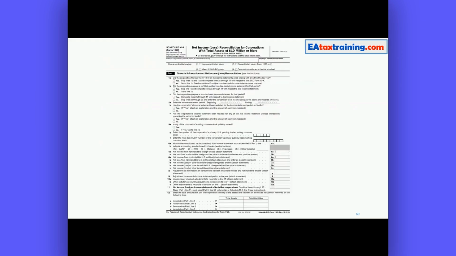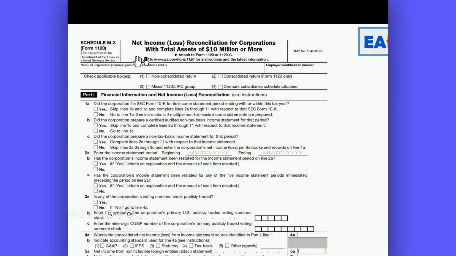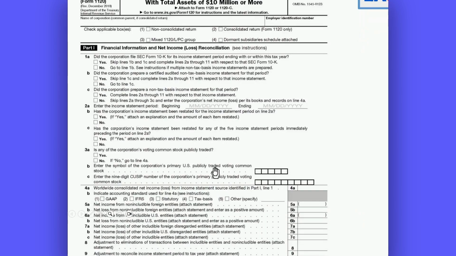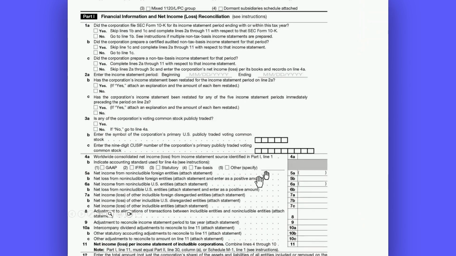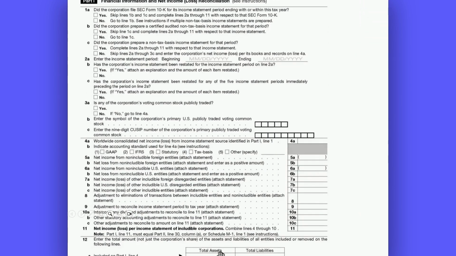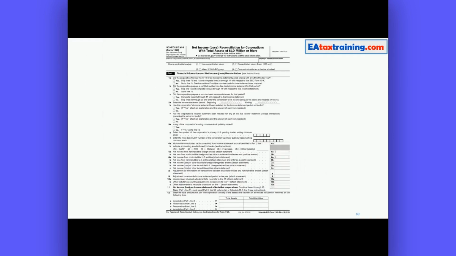So let's look at the M3 real quick. So it starts with basic information and then some check boxes of the things that they're asking. And then it gets into your book income. So you're going to have to show here in detail your book income. So that is part 1 of the M3.